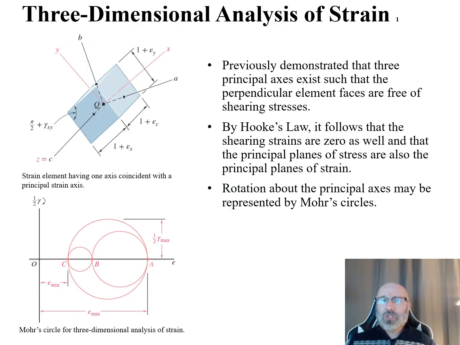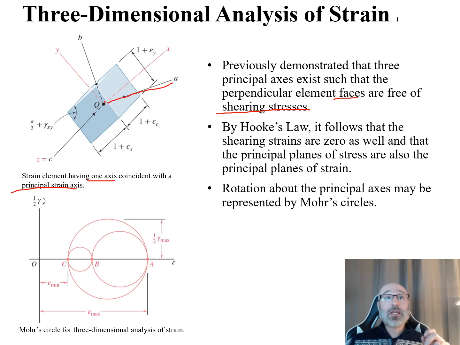So now in previous sections, we've shown that there are 3 principal axes that exist such that the perpendicular element faces are going to be free of shearing stresses. So we can go over here on the left now in our top figure and show here we have our strain element having one axis that is coincident with the principal strain axis. So what are our principal strain axes?